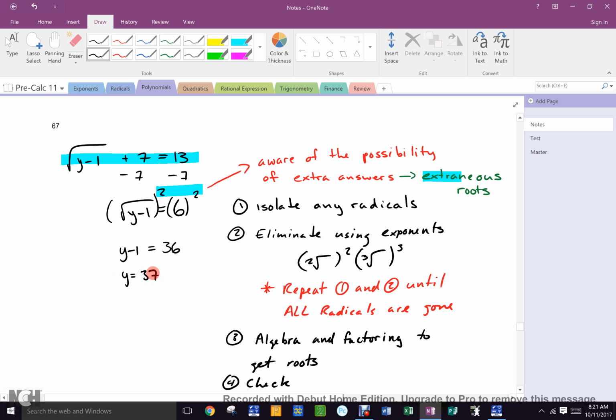Have I solved using algebra? Yes or no? Yeah, because the y is by itself. So what's my last step? Check. Y is 37. So what goes right there? 37. What's 37 minus 1? Okay. What's the square root of 36? Is 6 plus 7, 13. So are we okay? And we had no extra roots.